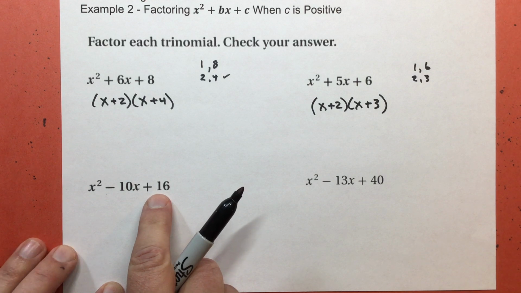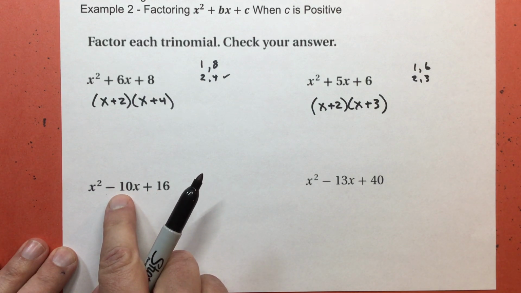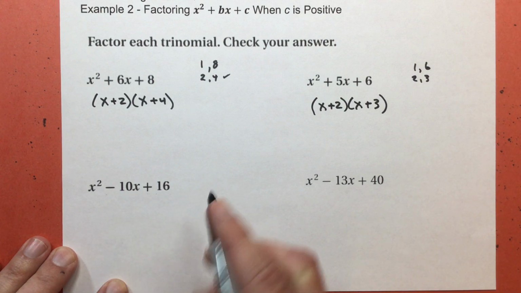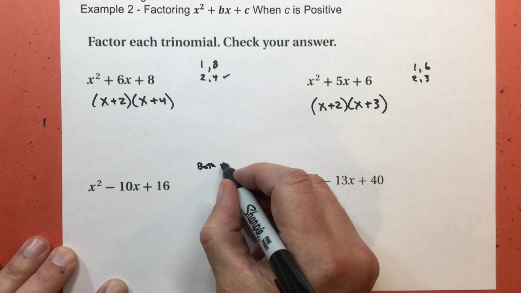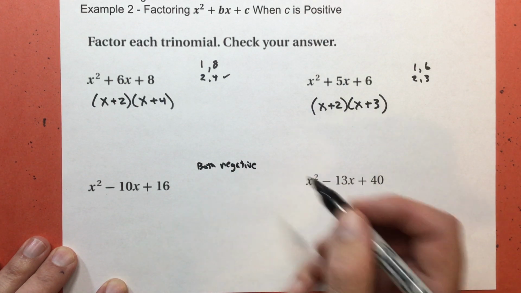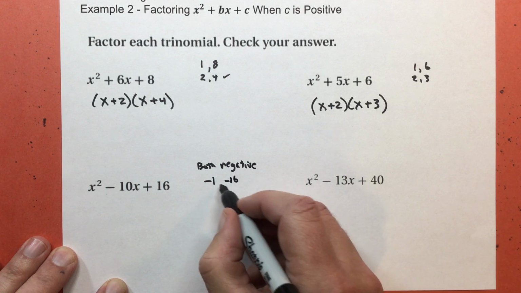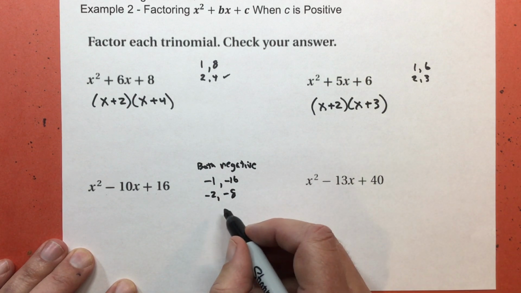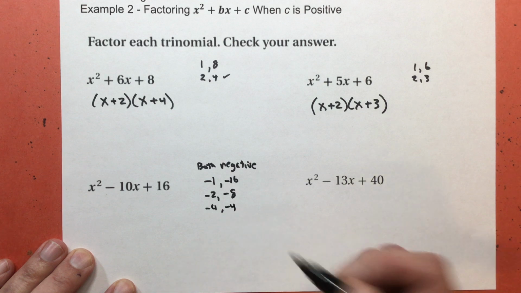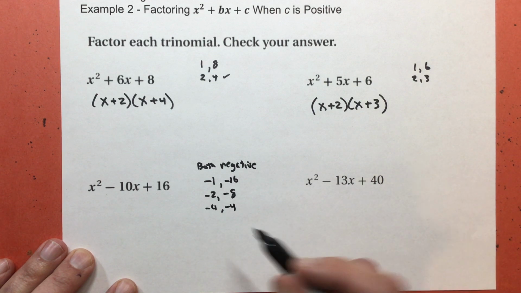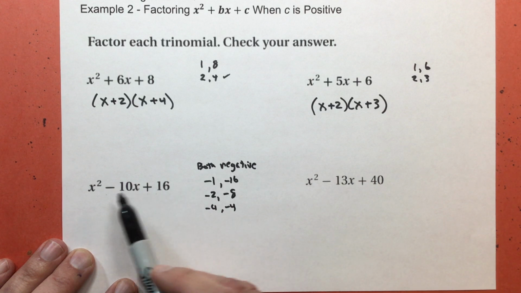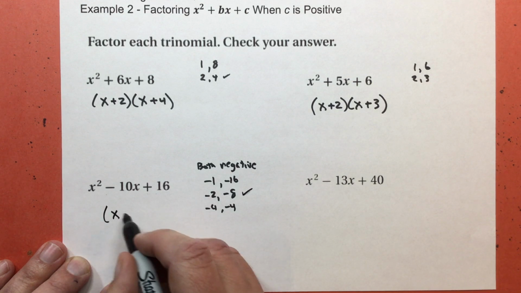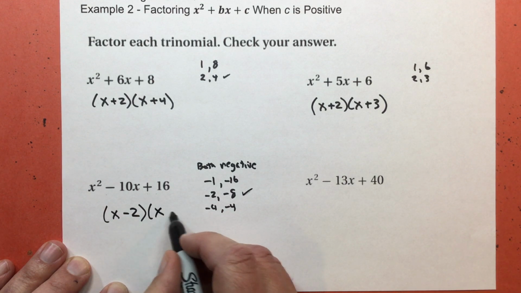What two numbers multiply to give positive 16, but they add to give negative 10? How do I multiply and get a positive, but when I add, I get a negative? That means both of them have to be negative. So negative 1 and negative 16. Negative 2 and negative 8. Negative 4 and negative 4. That's all the pairs that multiply, both of them negative, multiply to give positive 16, but add to give negative 10. It looks like it's this one right here. So this is going to be x subtract 2 times x subtract 8.